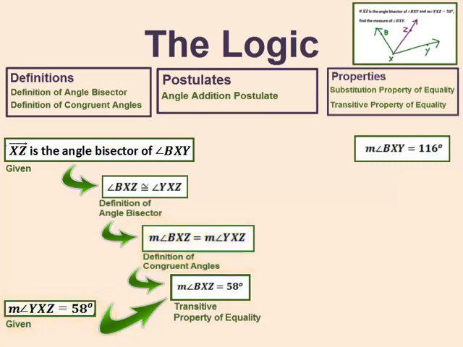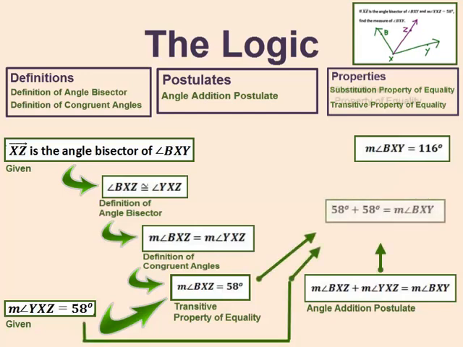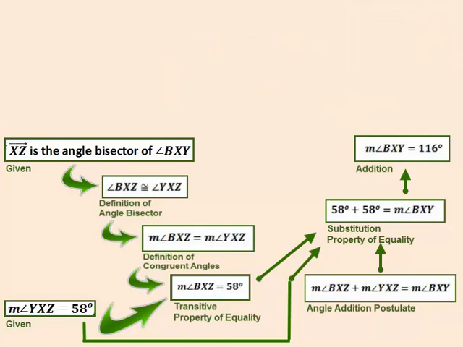And now we're going to go to our postulate, and through the angle addition postulate, we know that we can add these two angles and have the sum of their measures equal the measure of the larger angle. And then finally, with the substitution property of equality, we know that we can replace these two values for these two angles. And then through simple addition, we have our answer. Phew. Now to translate this into a two-column proof, by the way, that one's called a flow proof.